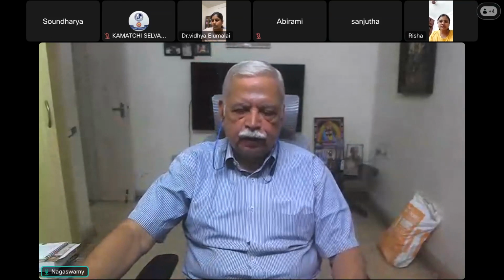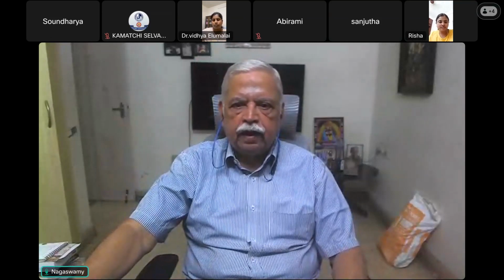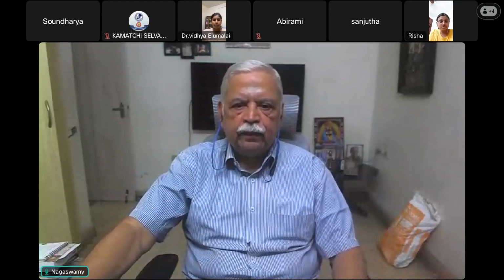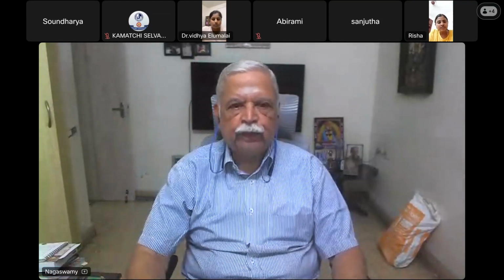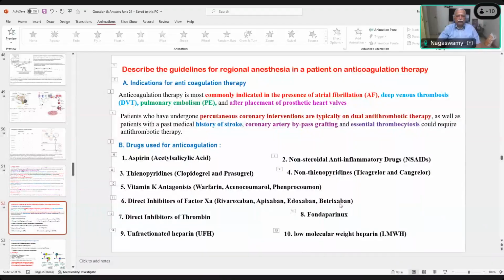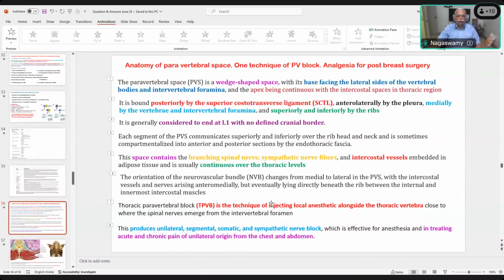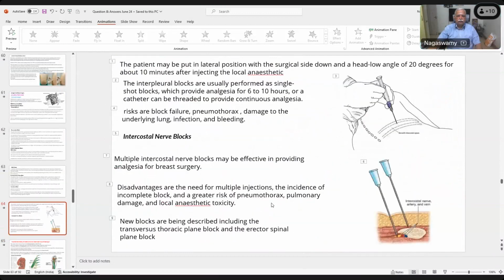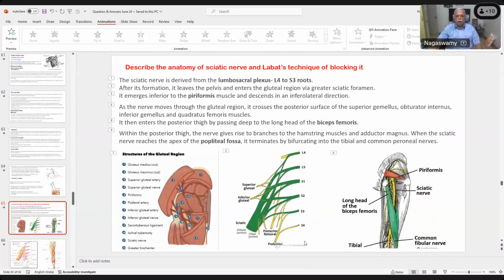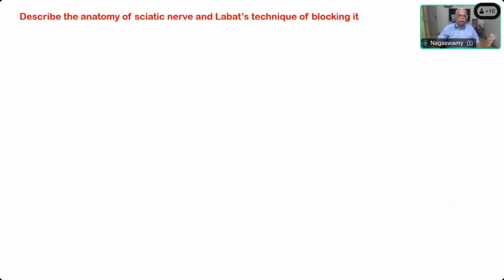Anyway, just for your visual impression, I will share my screen. Let us see how it goes. Is the screen visible now? Yes, sir. Okay. So the question is, describe the anatomy of the sciatic nerve or Labat's technique of blocking it.